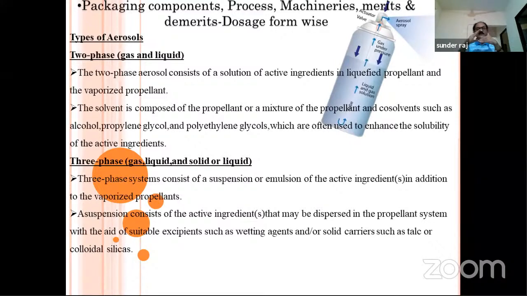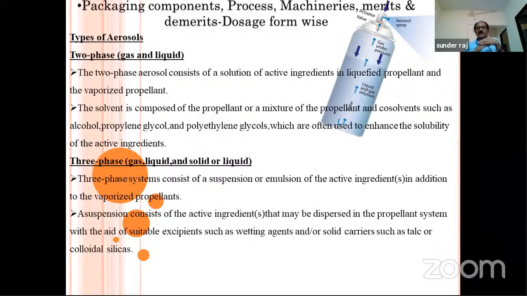Then three-phase, as I told you, is gas, liquid, and solid. Here, the solid particles are suspended in a medium, and as well, there will be a carrier, the propellant. So this is called three phases. This three-phase system consists of a suspension or emulsion, where the drug is not soluble in the medium and is dispersed in the form of a suspension or in the form of small globules, that is an emulsion. The propellant, the carrier, carries the medicament in the form of small droplets. That's called aerosols.